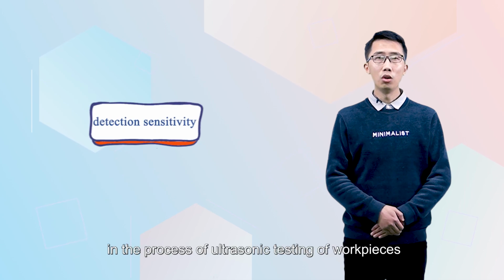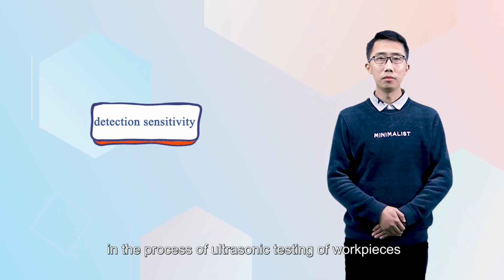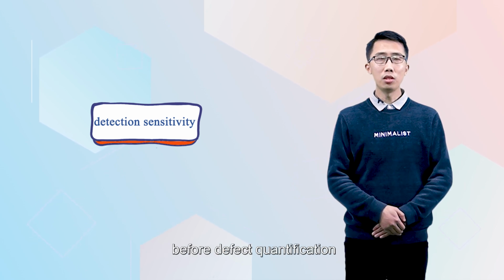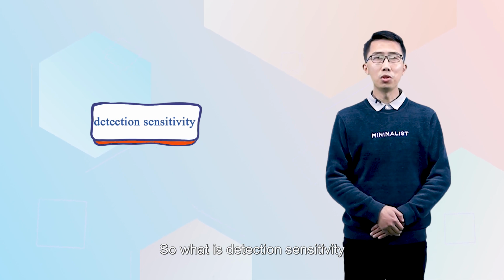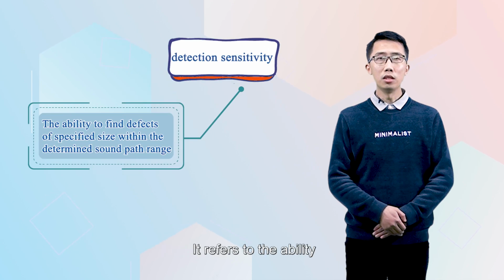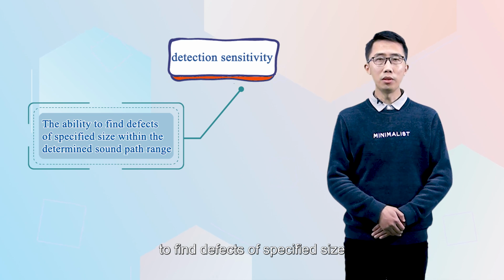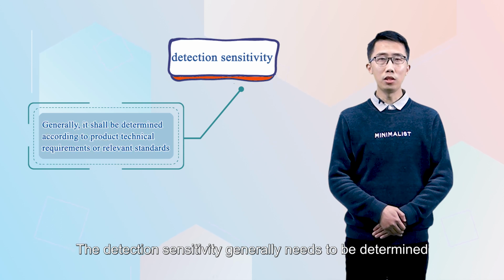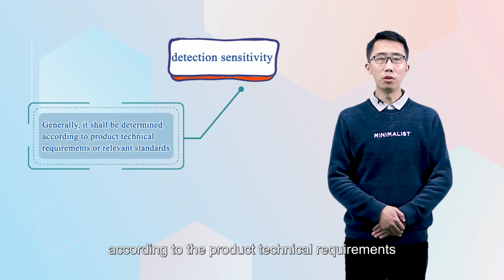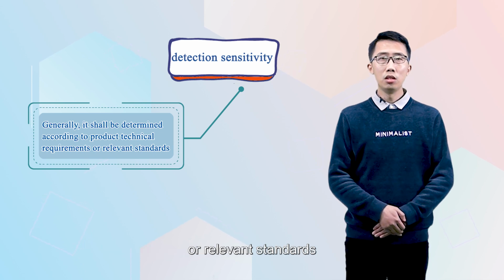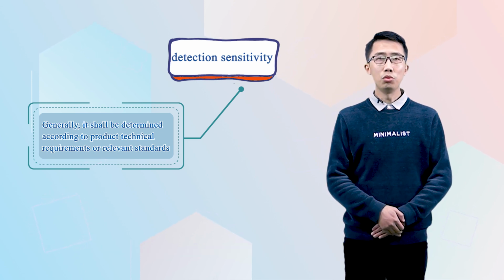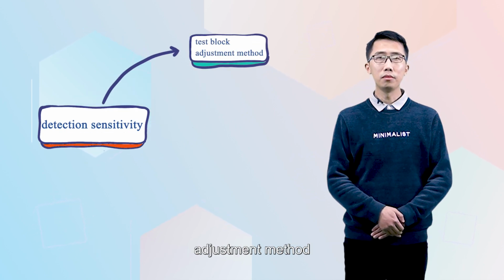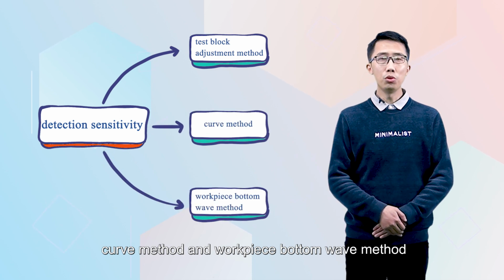First of all, in the process of ultrasonic testing workpieces, we need to adjust the detection sensitivity before defect quantification. So what is detection sensitivity? It refers to the ability to find defects of specified size within determined sound path range. The detection sensitivity generally needs to be determined according to the product technical requirements or relevant standards. The adjustment methods can be divided into test block adjustment method, curve method, and workpiece bottom wave method.